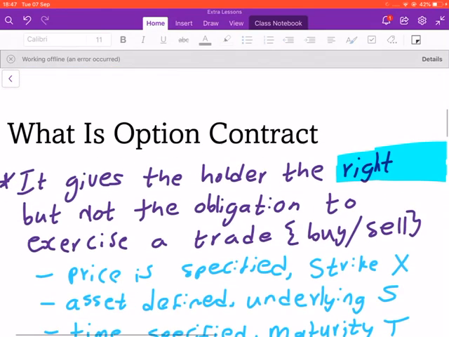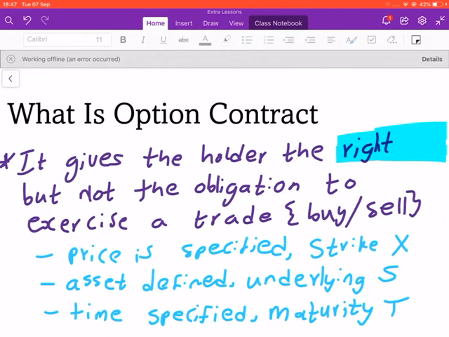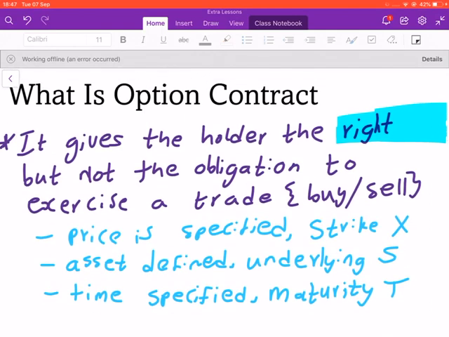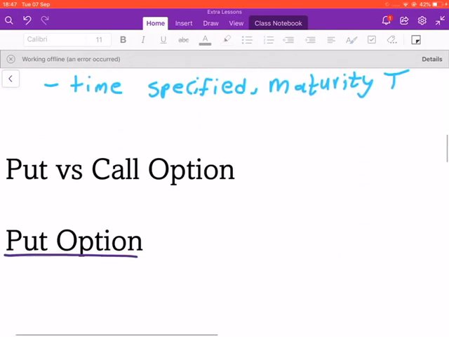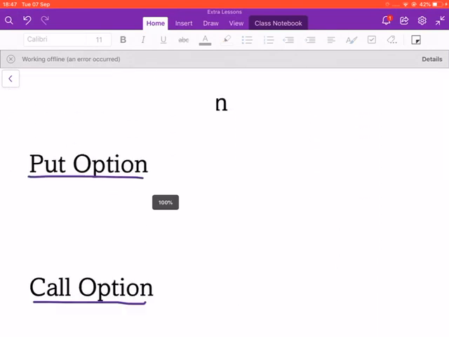So anyway, just like a forward contract, an option contract can be exercised at maturity. It has a strike price X, and the asset is already defined. However, unlike a forward contract, which we have discussed in previous videos, an option contract gives the holder of the contract the right, but not the obligation, to exercise the trade. Let's learn a little bit more about this.